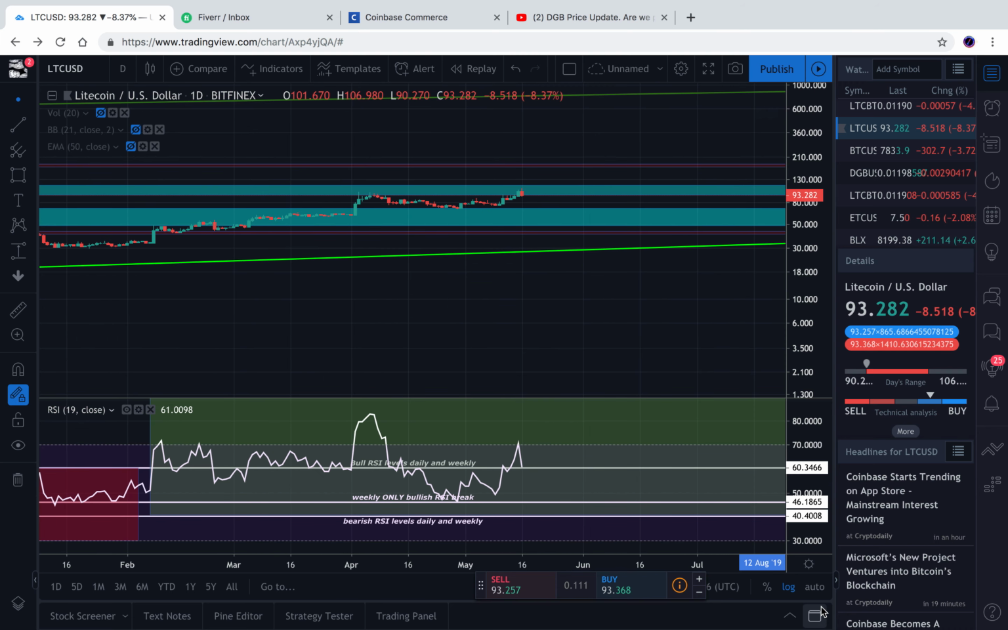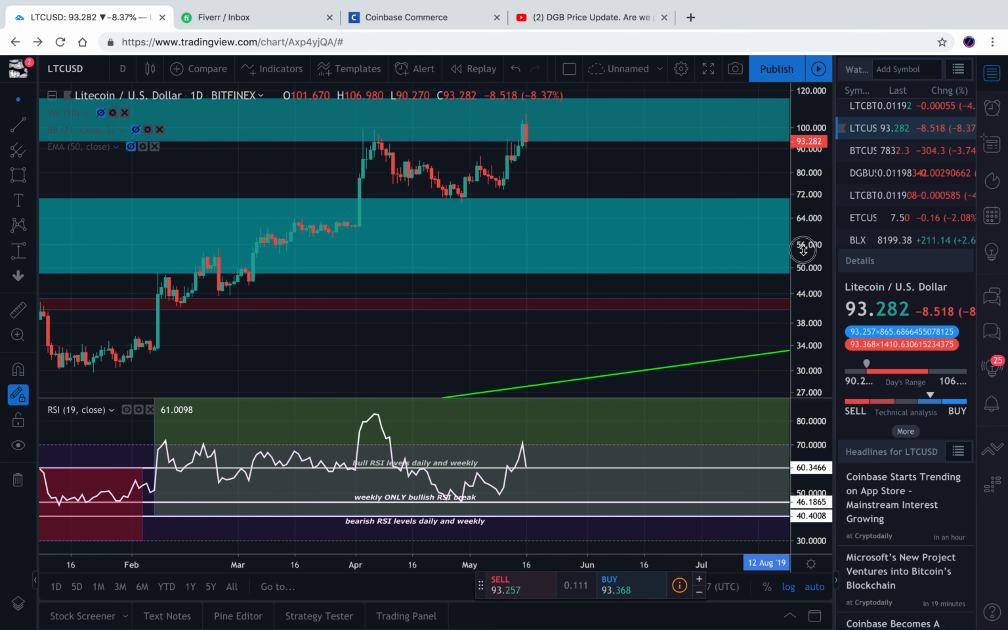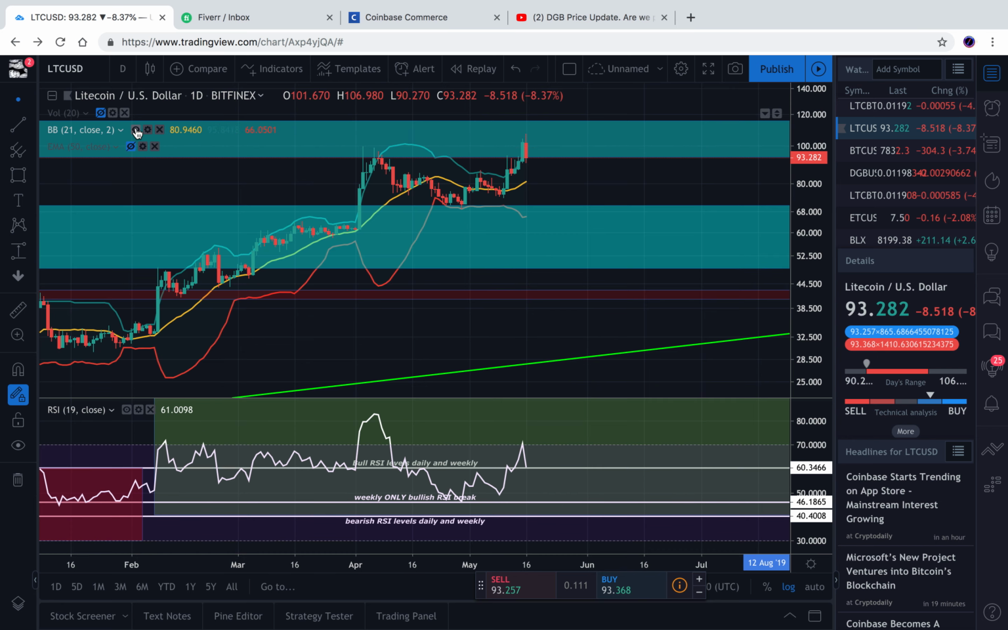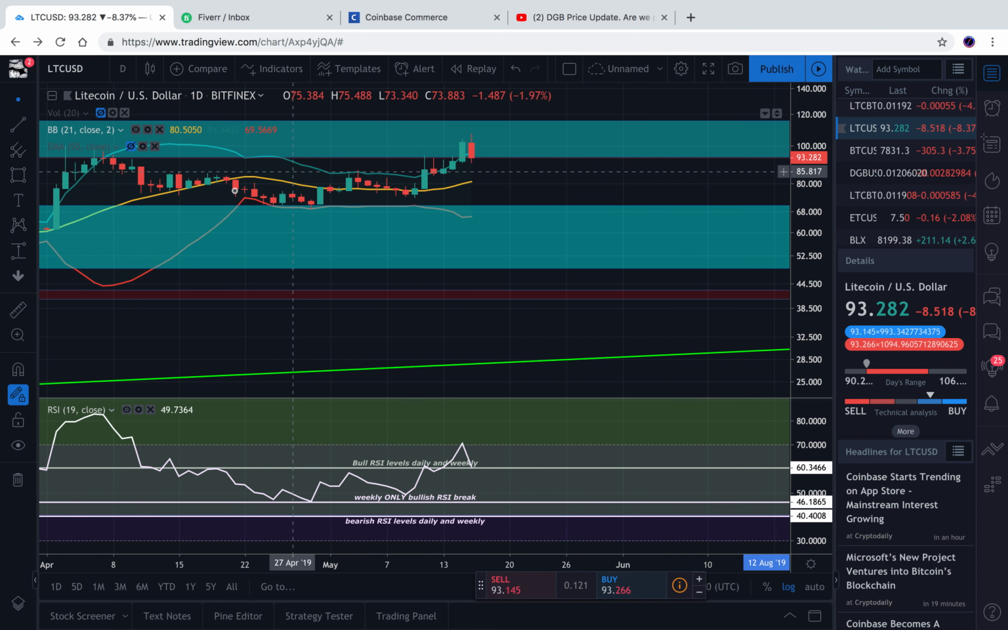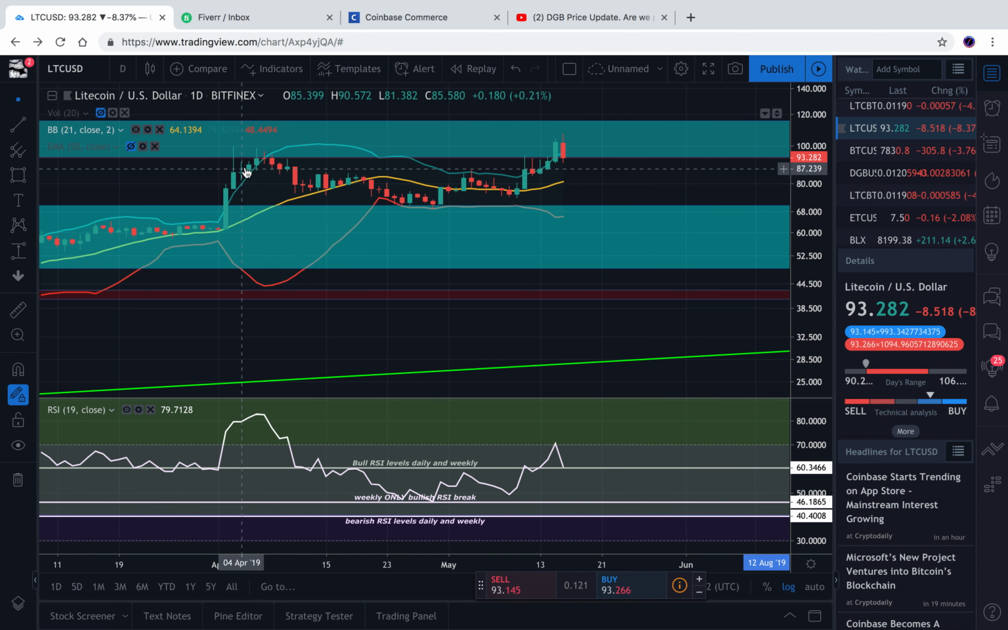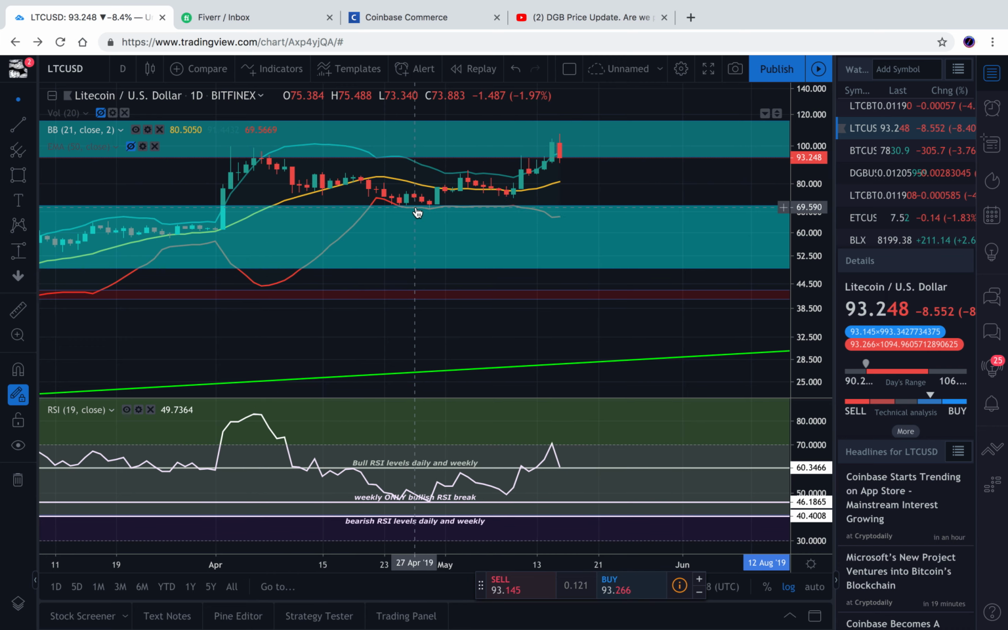Let's see how the daily's going for Litecoin. We were riding the upper Bollinger Band, which is nice. We broke below it. More than likely, we're probably going to retest it, just from what was going on in the past. You're above it, you're riding it up, you break below it, you retest up, and then you kind of come back down and cool off.